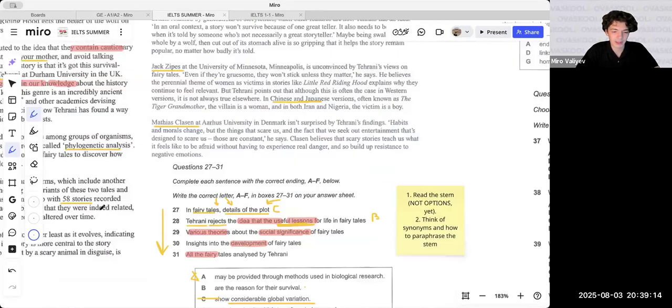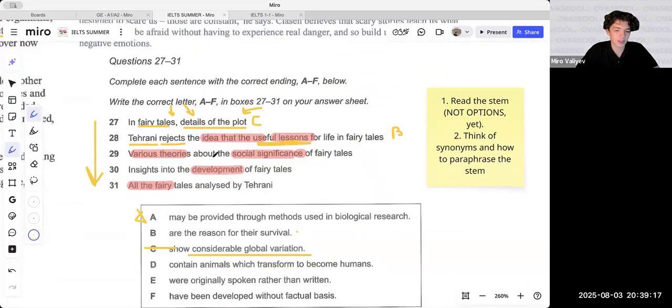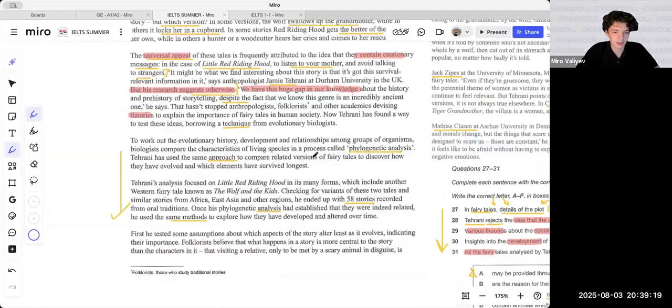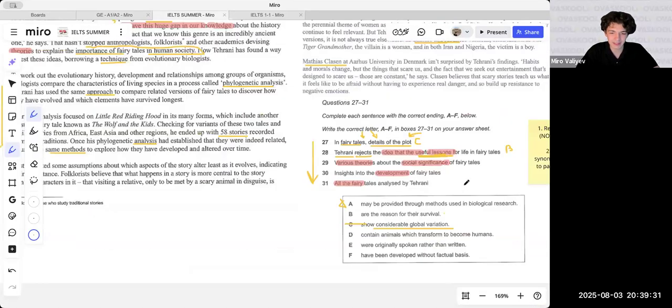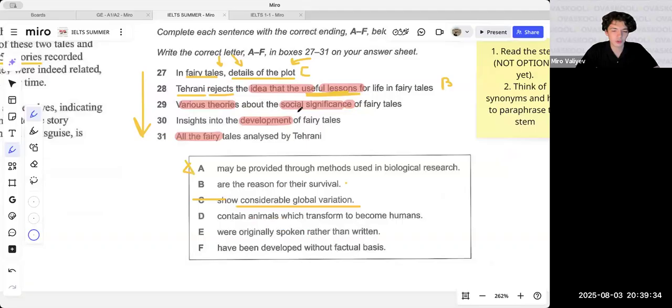So let's now go back. So various theories about the social significance, I saw it's here, explain the importance of fairy tales in human society. You see, importance of fairy tales in human society, societal importance, social significance. So various theories about the social significance of fairy tales may be provided through methods biological research. No, not yet. Other reasons for their survival. No, I think 28 would be that. C is done. Contain animals. No, theories do not contain animals. Theories are made by professors.